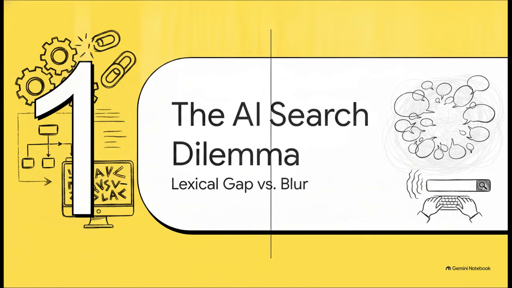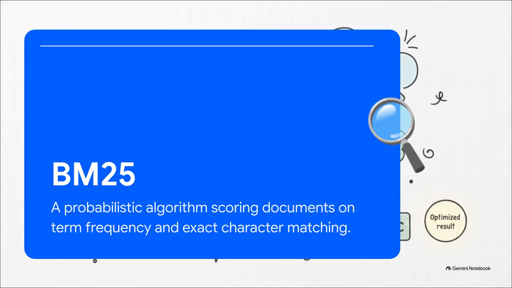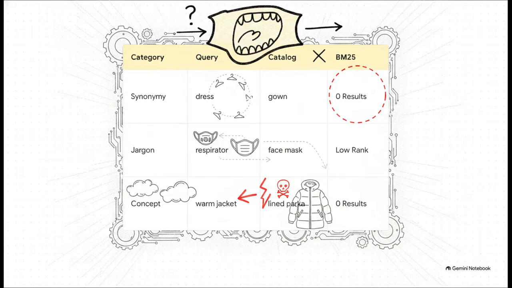So, let's jump into our first section, the AI search dilemma, where we tackle the lexical gap versus attribute blur. That massive 31% failure rate brings us to a fundamental hurdle. For decades now, we've relied heavily on an algorithm called BM25. It's powered search engines since the 90s, and it's still the default in massive systems like Elasticsearch. And honestly, there's a very good reason for that. BM25 is an incredibly fast, deterministic industry standard. It's an absolute powerhouse when it comes to matching exact SKUs, part numbers, and specific model identifiers, all with sub-millisecond latency. But it has a fatal flaw, which engineers call the lexical gap.